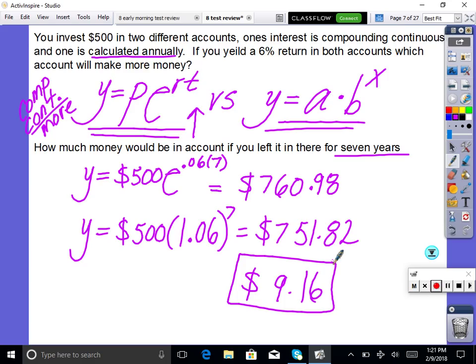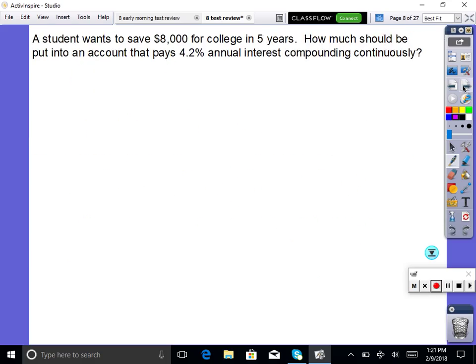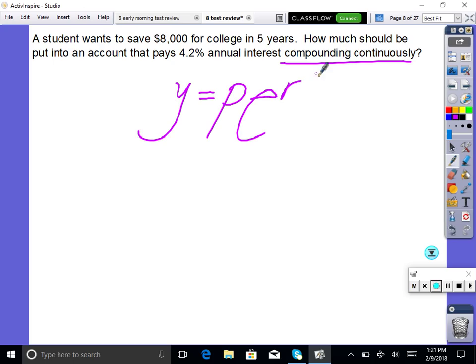And we have talked about why. It is still better. Continuous was still larger. So a student wants to save $8,000 for college in 5 years. How much should be put into an account that pays 4.2% annual interest compounding continuously? Notice compounding continuous. So you'd say y is equal to p times e raised to the RT and put in everything you know. A student wants to save $8,000.